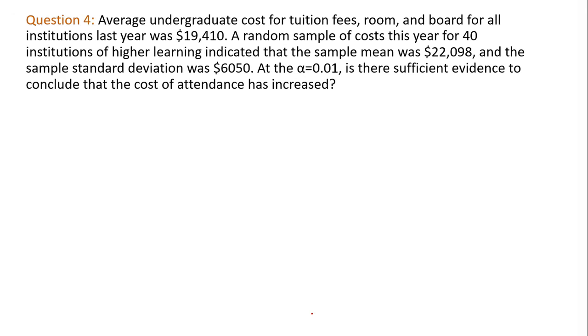So let's look at question 4. Question 4 says, average undergraduate cost for tuition fee, room and board for all institutions last year was $19,410. A random sample of cost this year for 40 institutions of higher learning indicated that the sample mean was 22,098 and the sample standard deviation was 6,050. At alpha equals 0.01, is there sufficient evidence to conclude that the cost of attendance has increased?